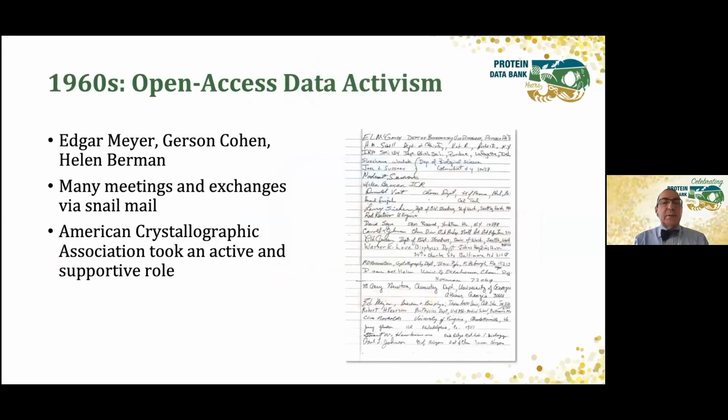The 1960s saw, in the world of structural biology and macromolecular crystallography, a push among open access data activists to begin to promote the sharing of X-ray crystal structure data for proteins. Some key movers in this early open access data movement included Edgar Meyer, Gerson Cohen, and Helen Berman, who went on, as you'll hear, to lead the RCSB Protein Data Bank here in the US.